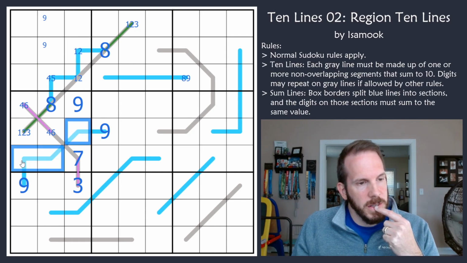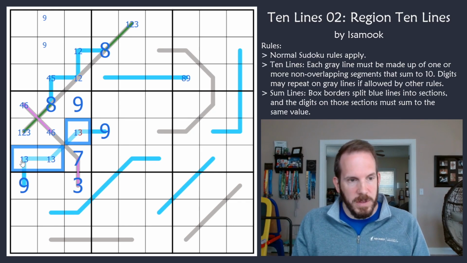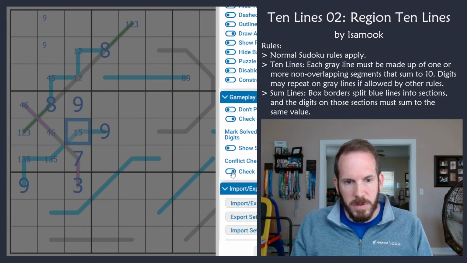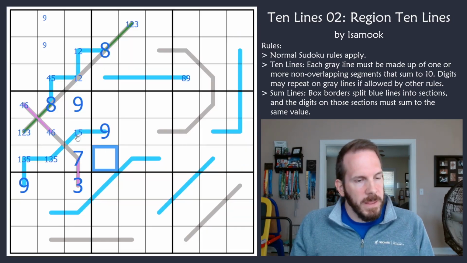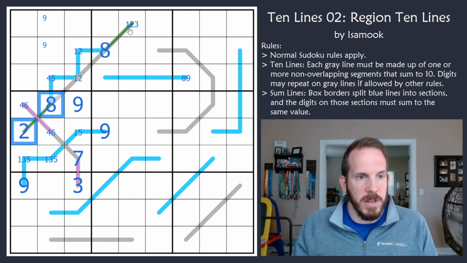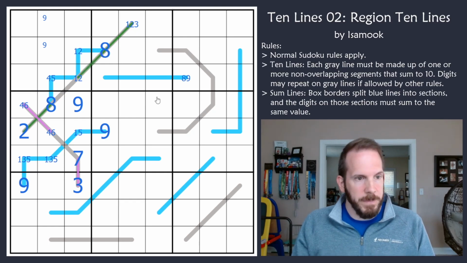Okay, and then the ways to make 9, we can't use 1, 2, 6. It can be 1, 3, 5. Oops, I thought I had pencil mark checker off. Let me just turn that off. It can't be 1, 2, 6, can be 1, 3, 5, and it can't be 2, 3, 4. So this has to be 1, 3, 5, making this a 2. And that gives us our division along this 10 line. Because we now have 8, 2, that already sums to 10. So then this one has to sum to 10 this way.